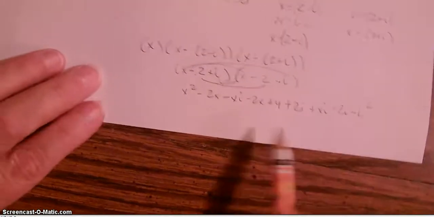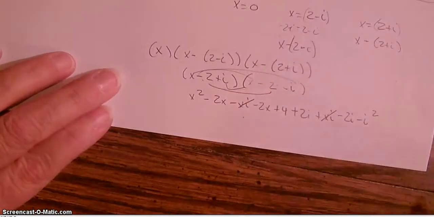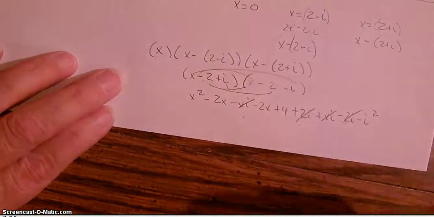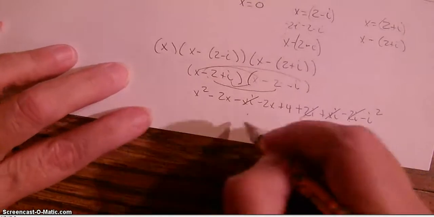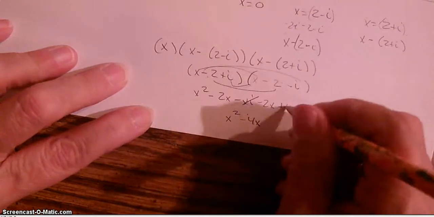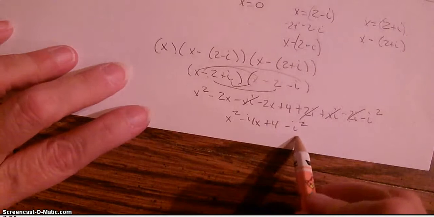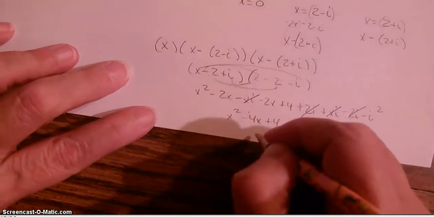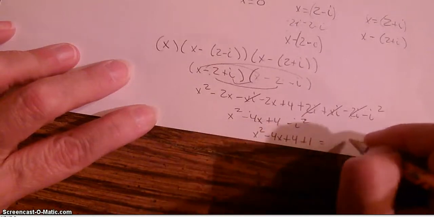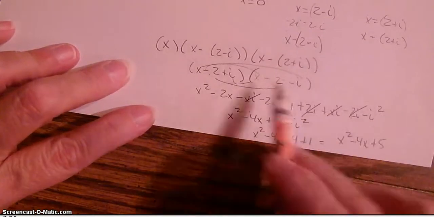Alright, so let's see what we can get to cancel out. I have a negative xi here and a positive xi. They're going to cancel. I have a positive 2i and a negative 2i. They're going to cancel. Let's combine what we have left. I have x squared minus 2x minus 2x is minus 4x. I have plus 4. And then I have the minus i squared here. But remember, i squared is equal to negative 1. So this just becomes x squared minus 4x plus 4 plus 1, which is equal to x squared minus 4x plus 5.